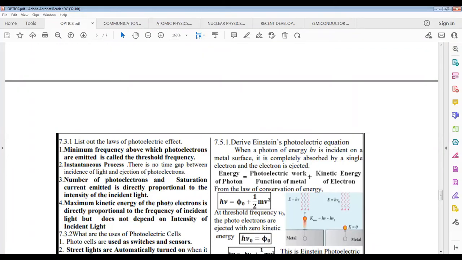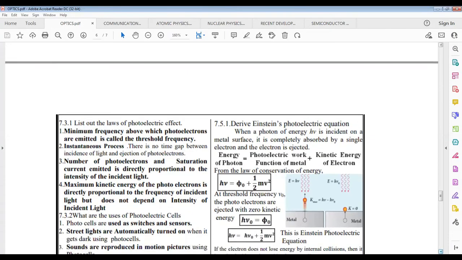Maximum kinetic energy of the electron is directly proportional to the frequency. It is independent of the intensity. The kinetic energy depends only on the frequency, not the intensity. But the number of photoelectrons emitted depends on the intensity.